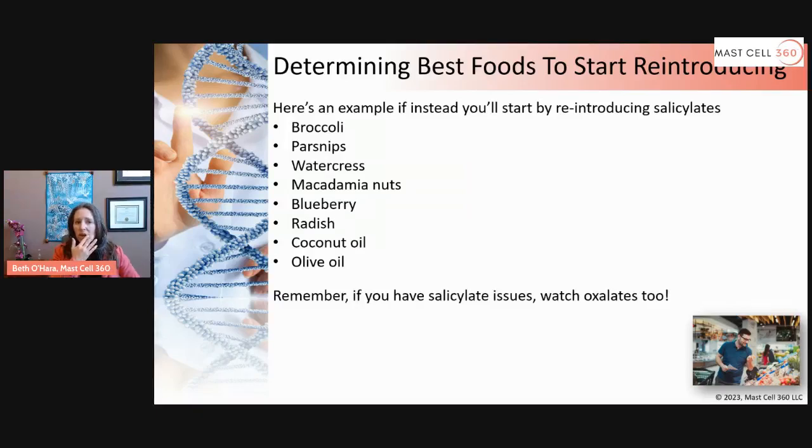So keep in mind, if you have salicylate issues, don't choose things that are high oxalate, because oxalates will compound salicylate issues. So that's why I said on the macadamias, keep them to 5 or 6 nuts.